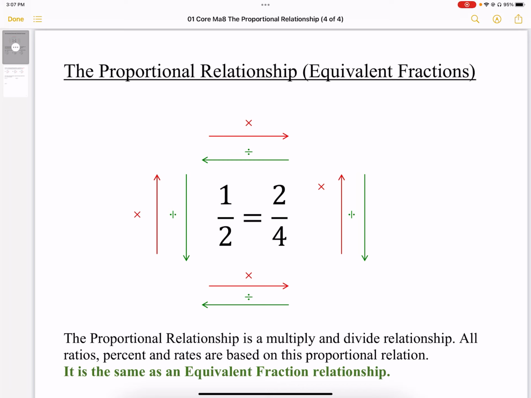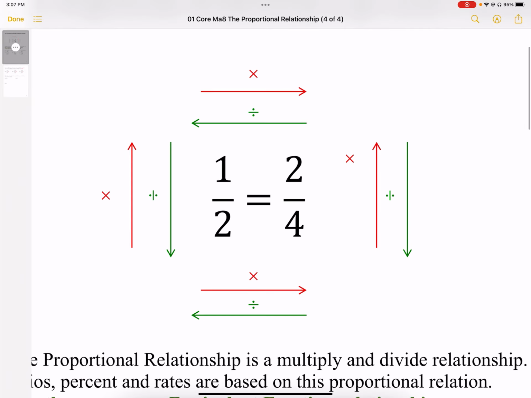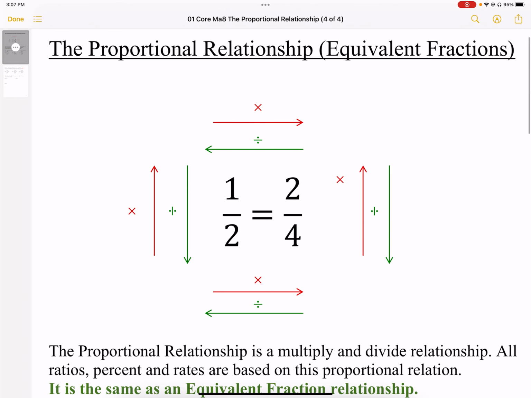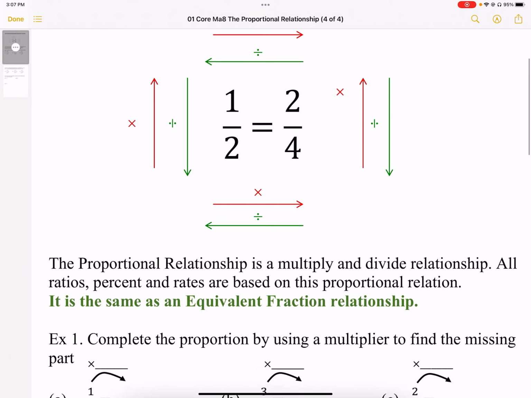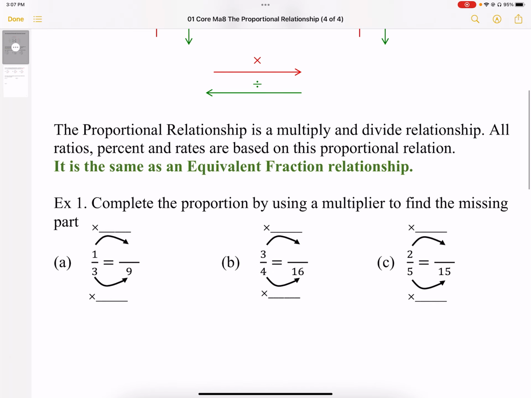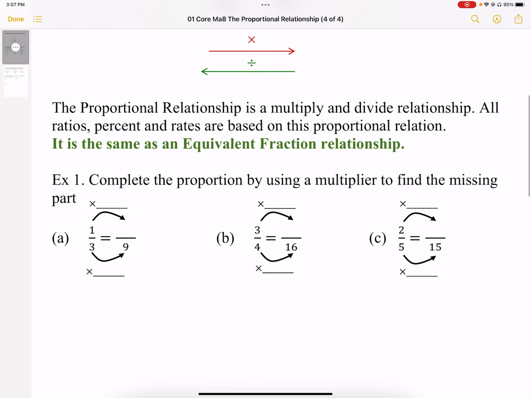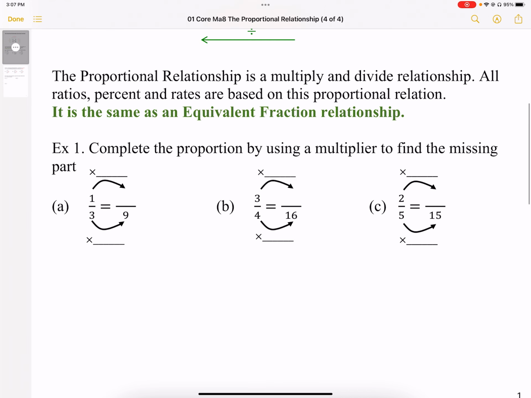In this unit, we're going to be looking at percentages, ratios, and rates. And when we talk about percentages, ratios, and rates, we are still talking about the proportional relationship or the equivalent fraction relationship, which is a times divide relationship. And there is a times divide factor that goes up and down, left and right. So this equivalent fraction relationship, or proportional relationship, we're going to use, and to do that, we're just going to find a multiplier to go from one fraction to another.